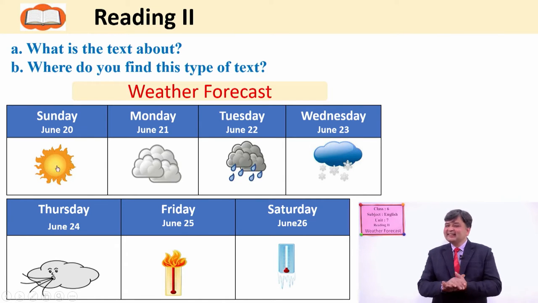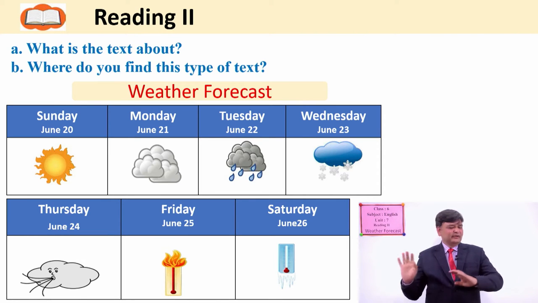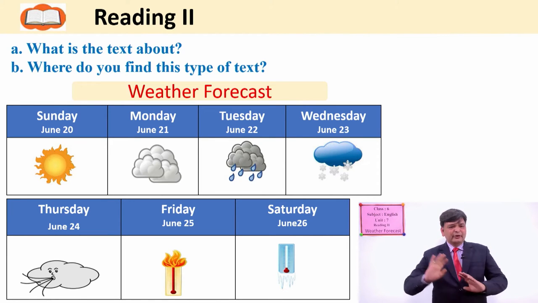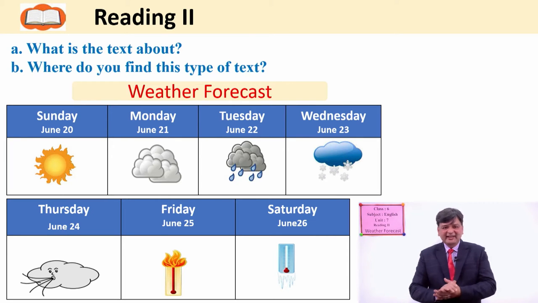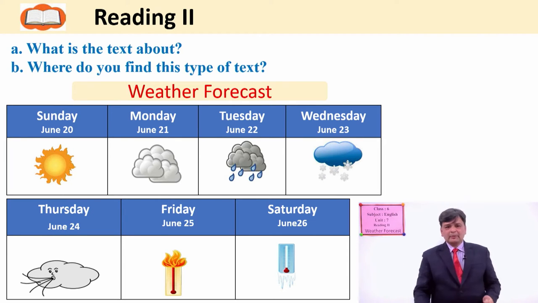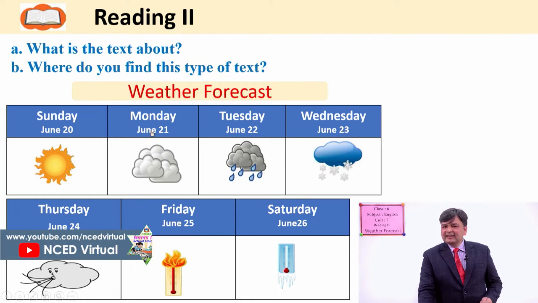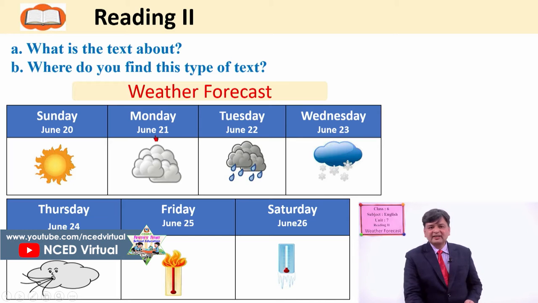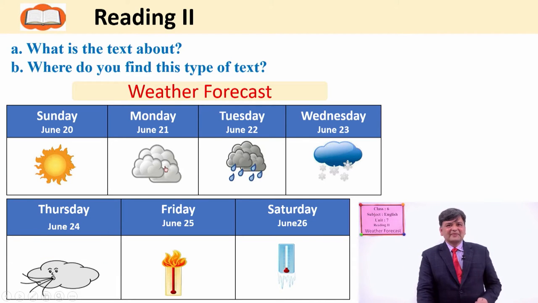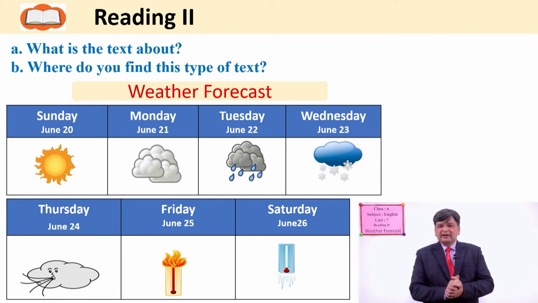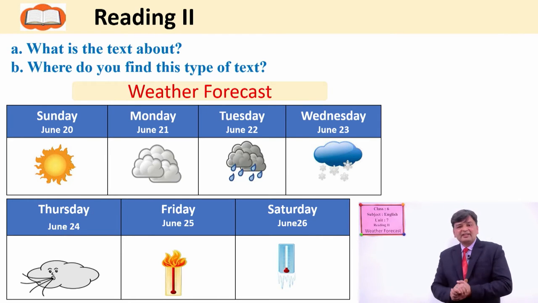There will be sun throughout. There will be no rain. There will be no cloud. It will remain quite a warm day. Wow, good guess. And about Monday, what's the date? June 21, good. What will it be? Cloudy. You can see cloud in the sky, right? So it will be a cloudy day. Monday, good. And on Tuesday?